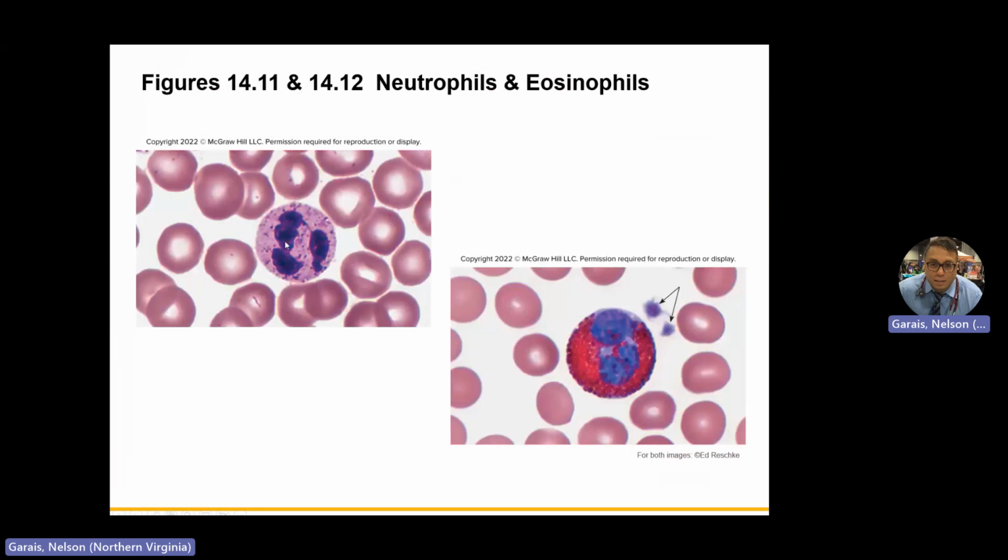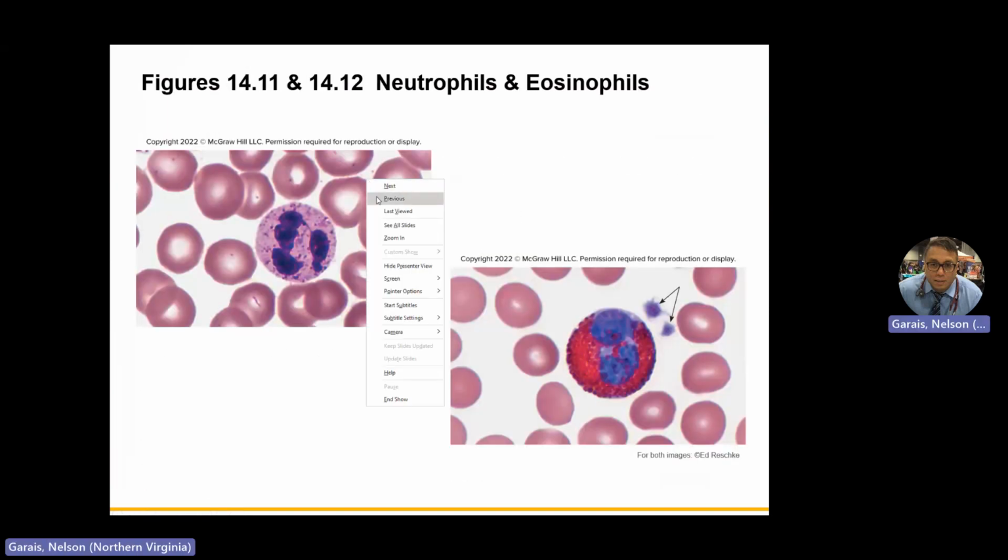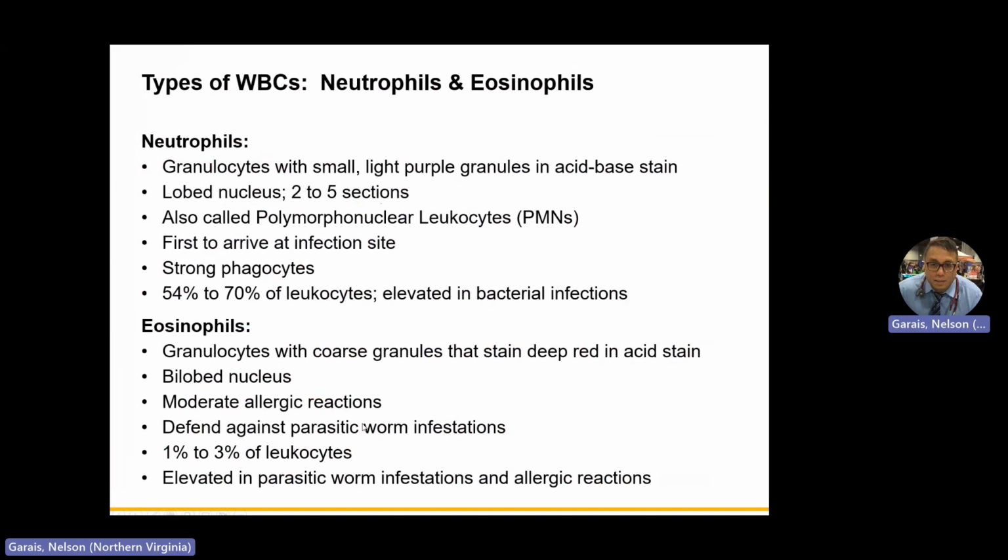Multilobular, PMN, neutrophils. Bilobular here: this is one lobule, this is another lobule, and that's an eosinophil. Also good for two things: parasitic infections and allergies. So that's eosinophils, bilobed nucleus. They're good for two things: allergic reactions and parasitic infestation.